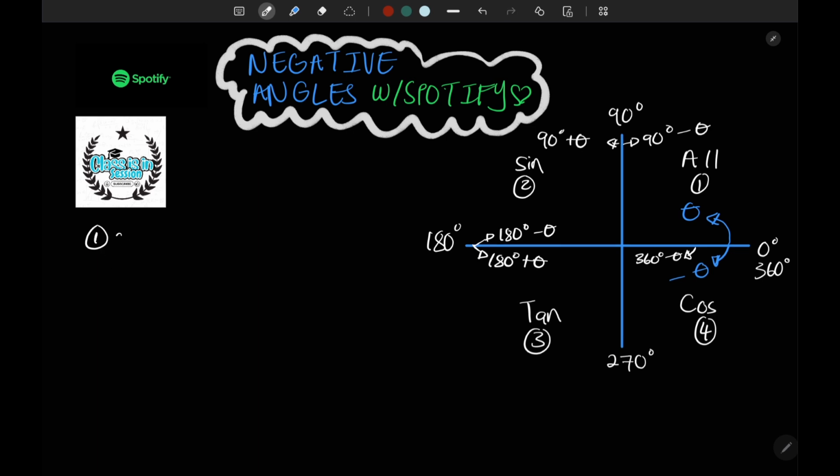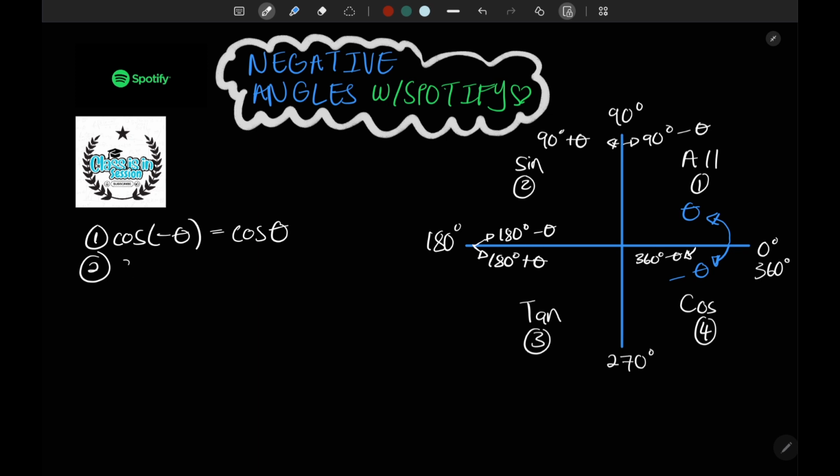Example 1, cos negative theta. Okay, so we do the same thing that we did with reductions and cofunctions. The difference is that we have something different in our bracket. We have negative theta. Look for it on the case diagram. There's negative theta. It's in the 4th quadrant where cos is positive. Okay, so your answer should be cos theta.